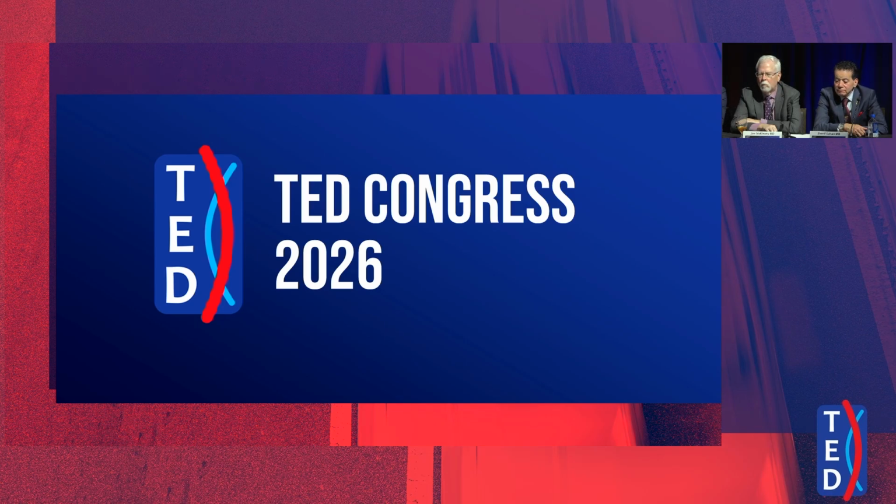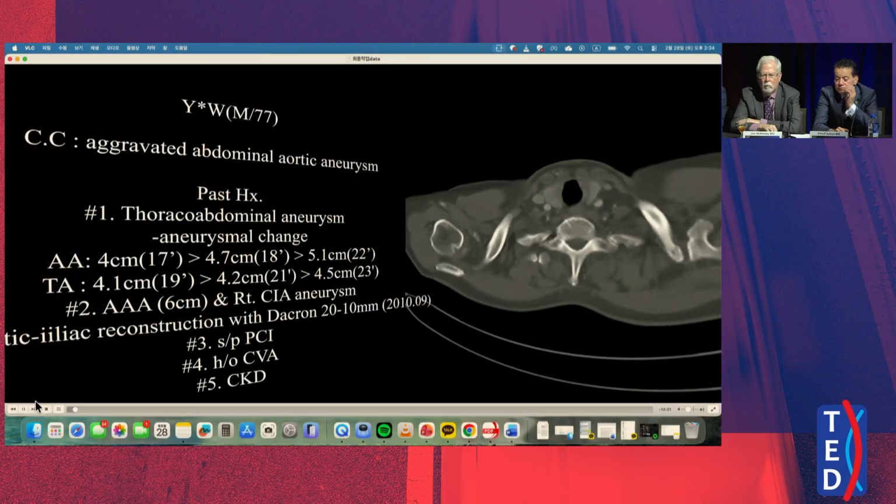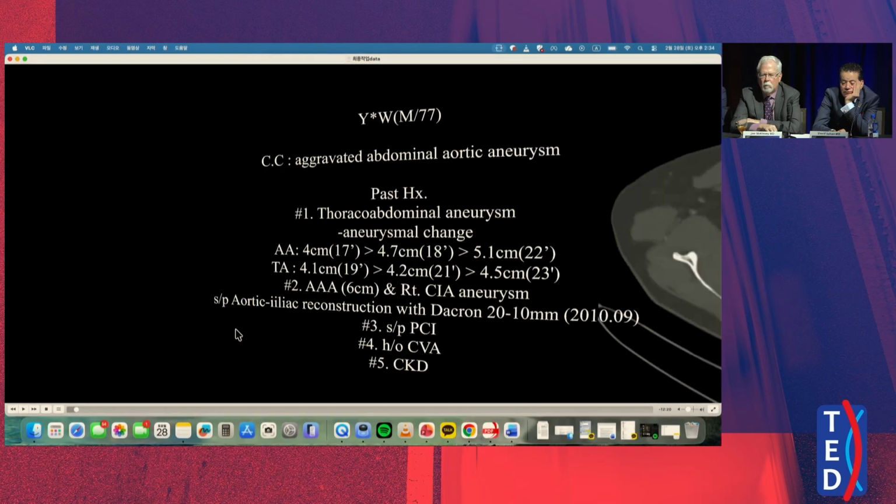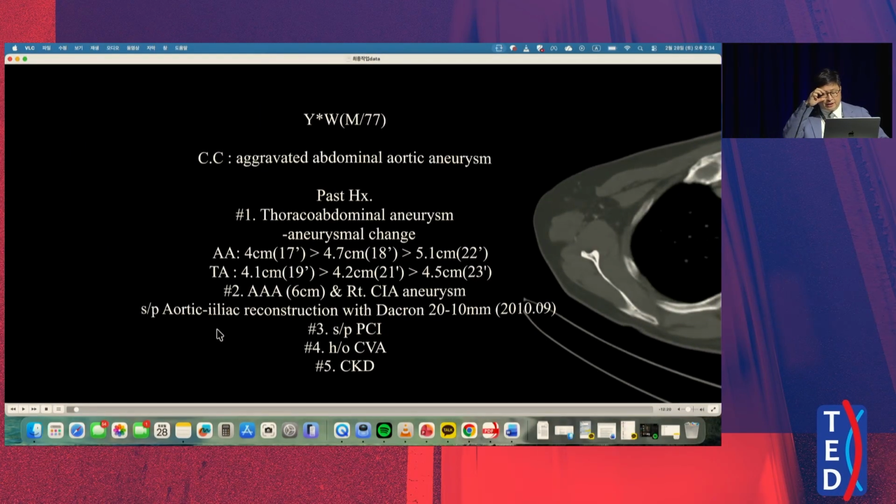So I want to talk about complex aneurysms. This patient has had an aortic aneurysm repaired 13 years ago, and the peripheral aorta is growing from 4 centimeters to more than 5 centimeters. Also, this patient has a thoracic aneurysm from 4 centimeters to 4.5 centimeters, and these patients are referred to us for treatment.